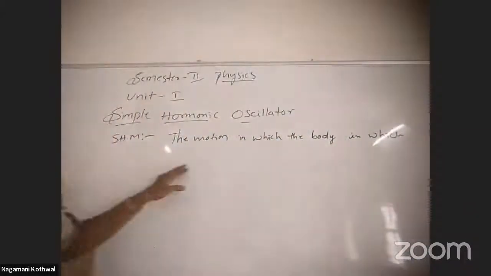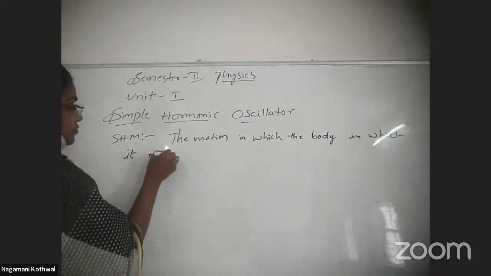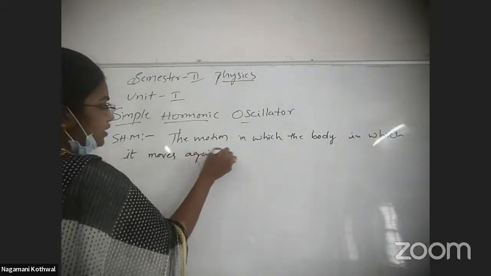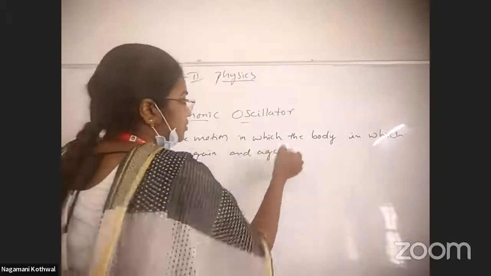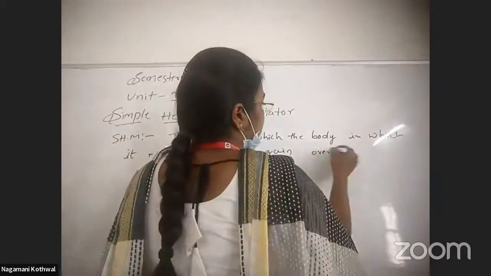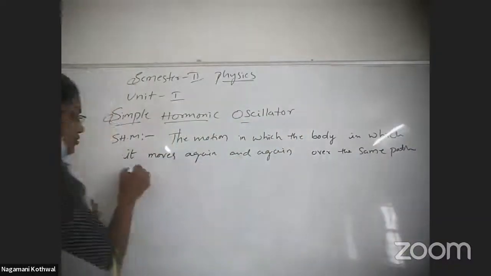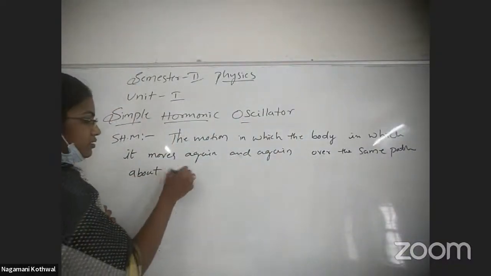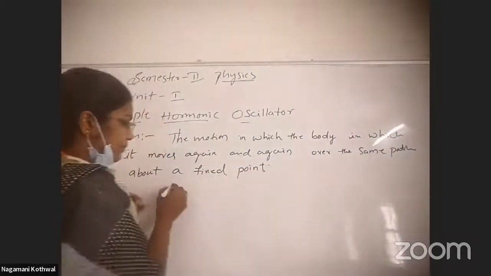The body in which it moves again and again, which does to and fro motions over the same path about a fixed point. The best example of this is the simple pendulum.